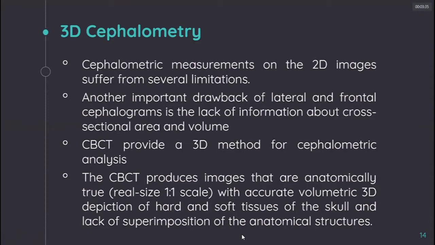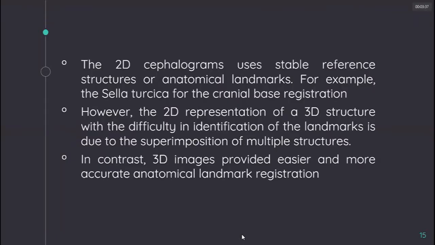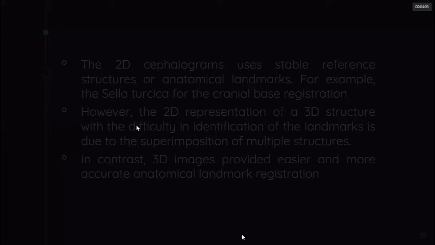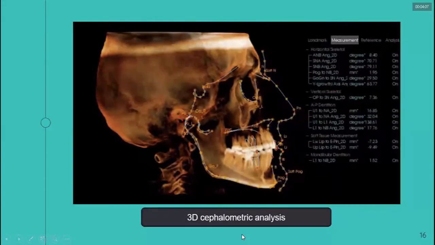and it also lacks superimposition of the anatomical structures. The 2D cephalograms use stable reference structures or anatomical landmarks, for example, sella turcica for cranial base registration. However, the 2D representation of 3D structures makes identification of the landmarks difficult due to superimposition of multiple structures, which does not occur in CBCT images. In contrast, 3D images provide easier and more accurate anatomic landmark registration. This is the 3D cephalometric analysis done with the help of CBCT images.